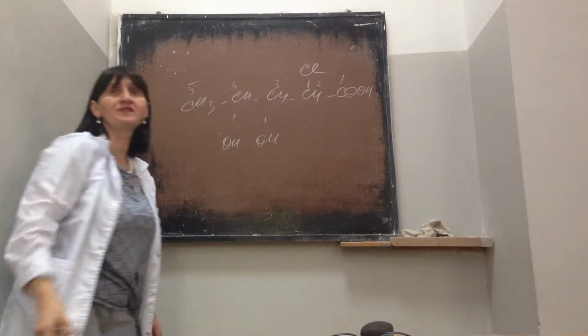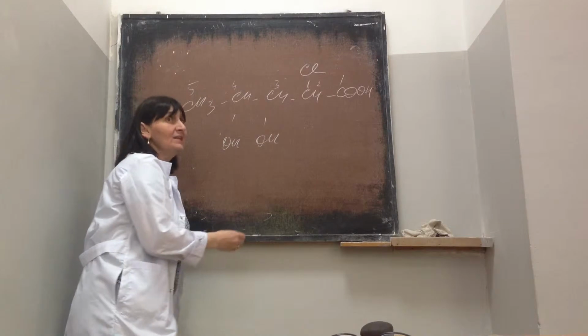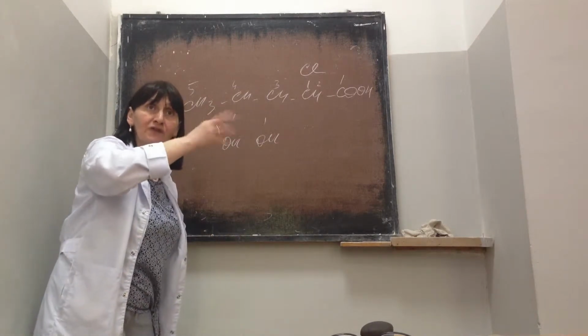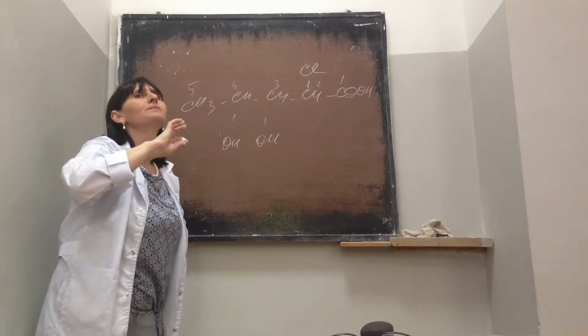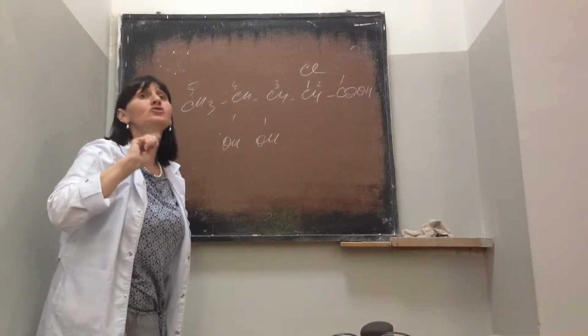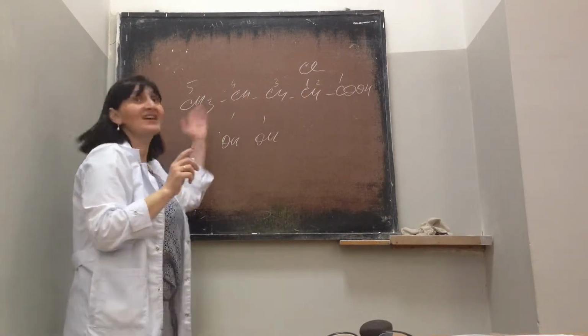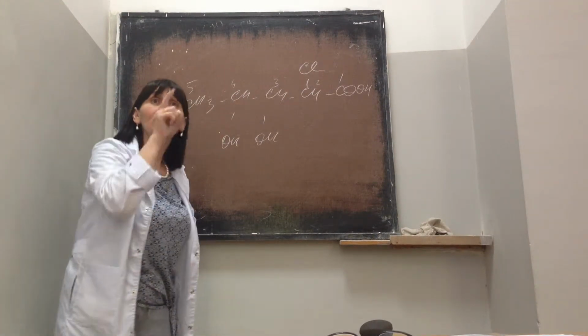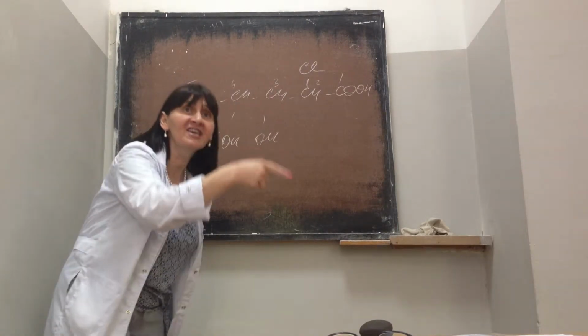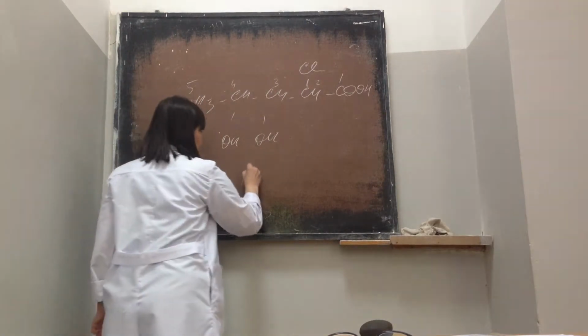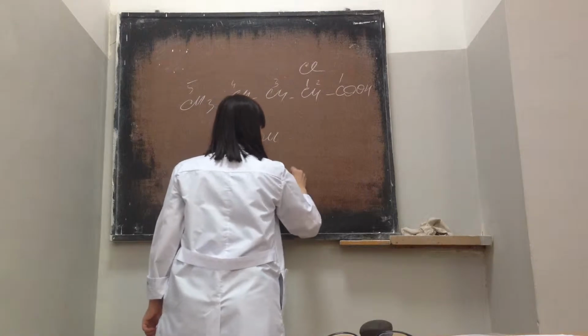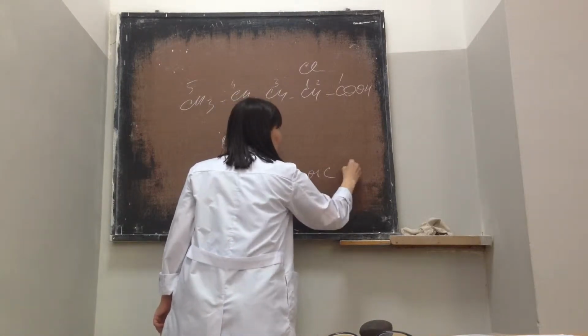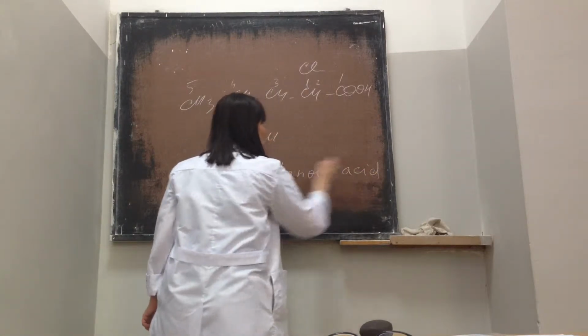Now, what about the name of this one? Penta. What's the suffix? It is not dioic, you have only one COOH here. Yes, but not dioic. Pentanoic acid. Now, what about the groups in front of you?